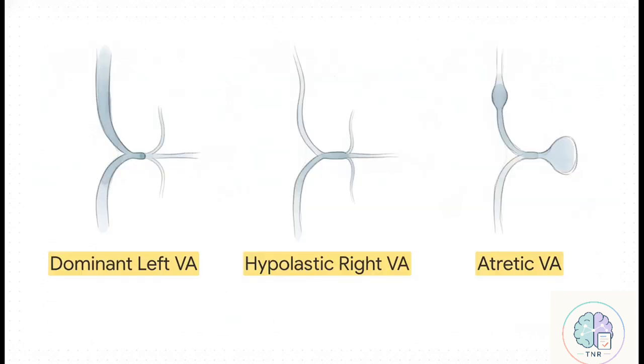Now, what's literally wild about this system is the sheer asymmetry. The left VA is dominant in 60% of cases. On the flip side, the right VA is hypoplastic, meaning it's underdeveloped, in 10% of people, while the left is hypoplastic in 5%. We even see a variant that just terminates straight into the PICA, happening about 3% of the time on the left and 2% on the right.